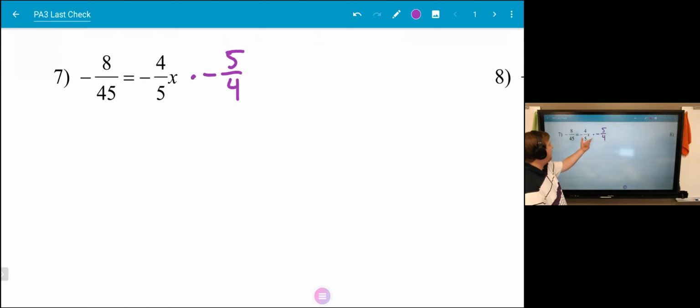Because a negative times a negative is a positive. 4 times 5 is 20. 5 times 4 is 20. That's 20 over 20, which simplifies to 1. You're left with just x. Okay.